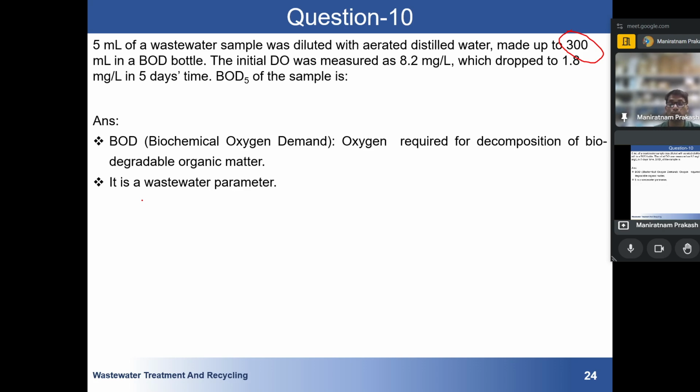This is a general question in many interviews: define the critical limit of BOD in drinking water. No. If there is BOD, biochemical oxygen demand, it means there is some organic content, which means that water is polluted. You cannot drink that water. So that's why BOD is not defined. Remember, you cannot say zero. It's simply not defined.